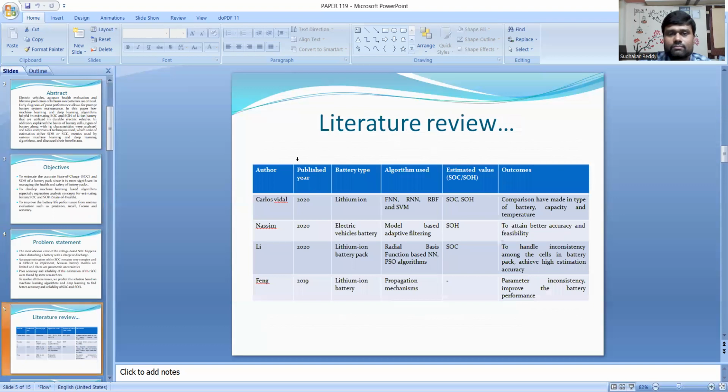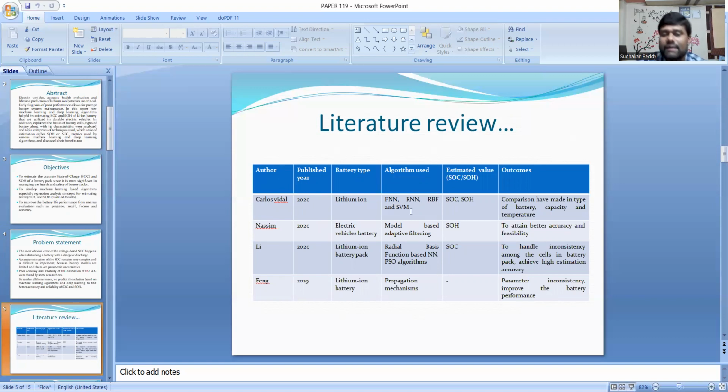Next, literature survey. In previous years, other researchers worked on different batteries and used different algorithms. I am gathering them, so this is the literature survey. In 2020, one of the authors did research on the lithium-ion battery. He used different algorithms: FNN, RNN, RBF, and SVM.